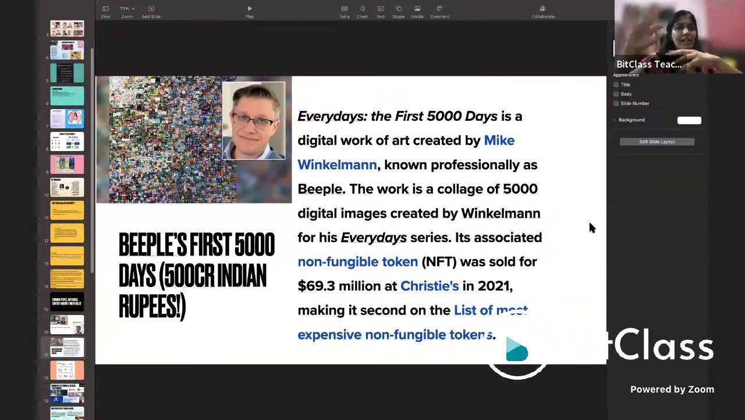And he put it up for sale on Christie's. Any guesses how much he made selling that? It's actually there in my slides. 69.3 million US dollars, which is close to 500 crore Indian rupees, right? Even our actresses and actors don't get paid more than 2-3 crores per movie. So this is how a common person made it so big on the blockchain. If he can do it, you guys can do it too.